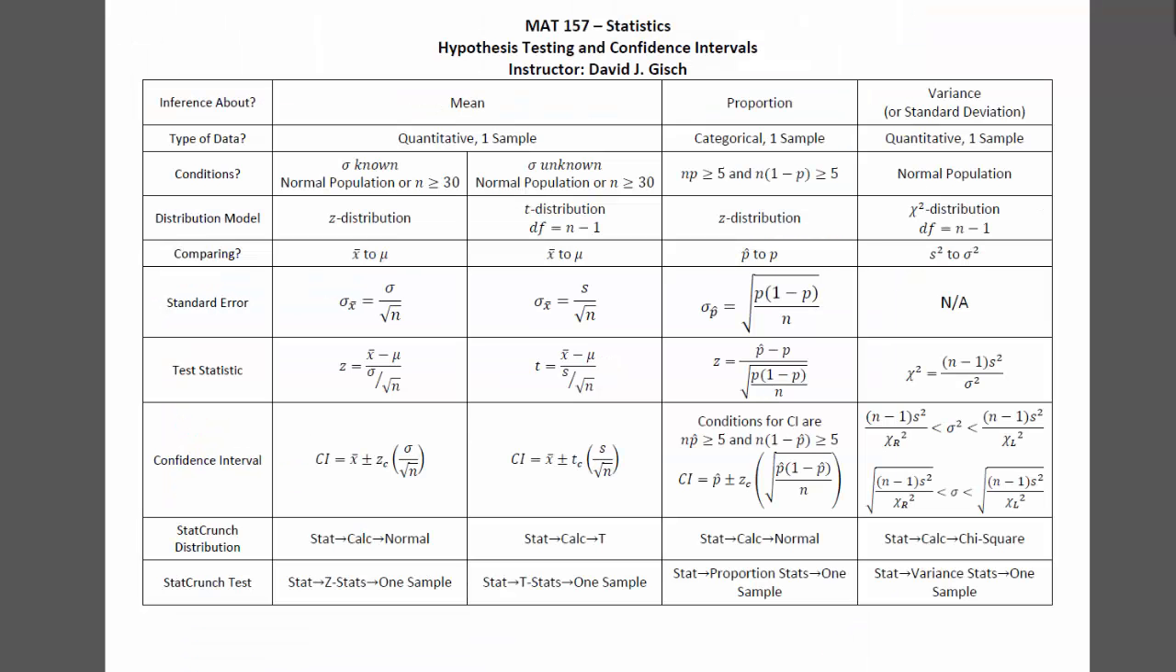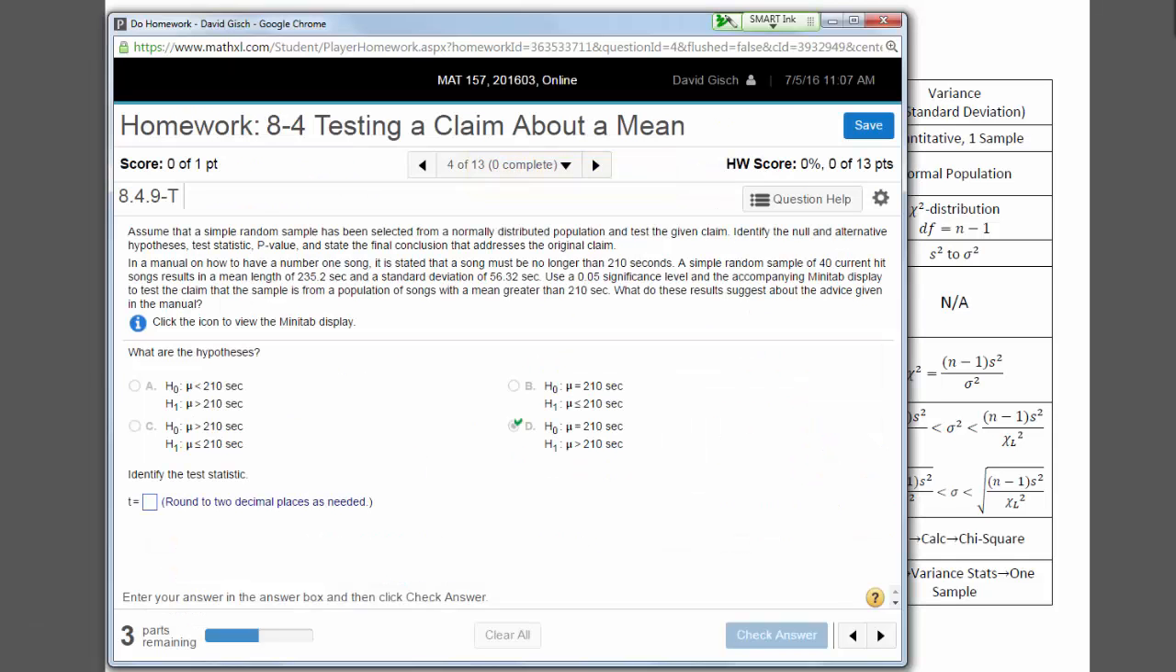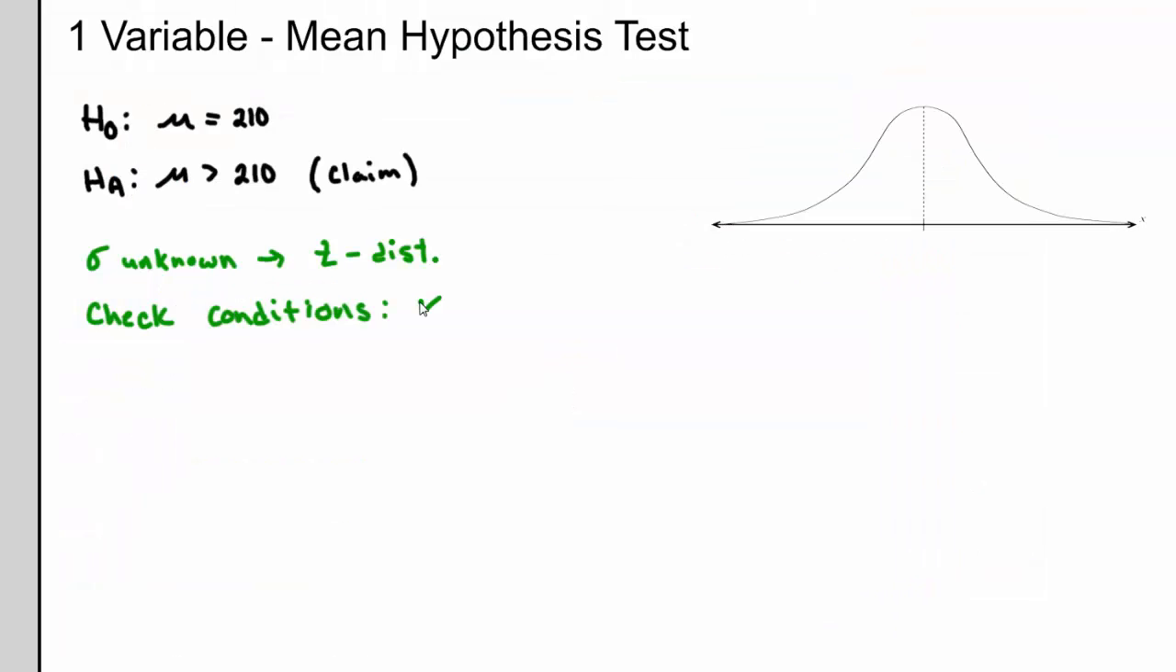Now if I'm looking here, what are the conditions? It needs to be either a normal population or the sample is greater than or equal to 30. If we go back to the problem, they did tell us in that very first sentence, assume the simple random sample has been taken from a normally distributed population. So that actually meets our condition. So conditions are met. Alright, so next would be the test statistic.